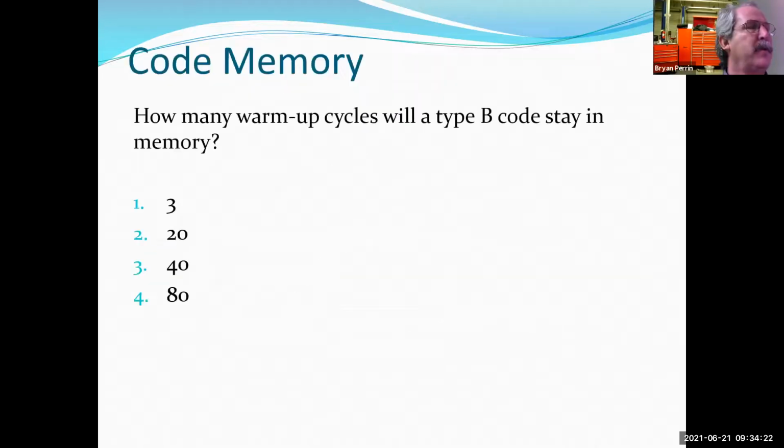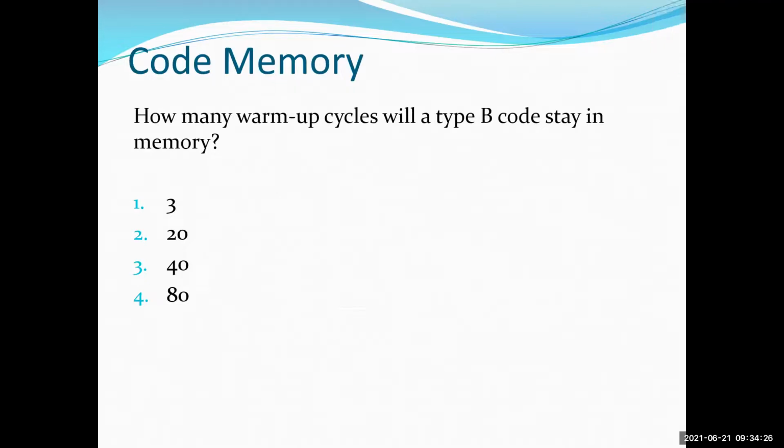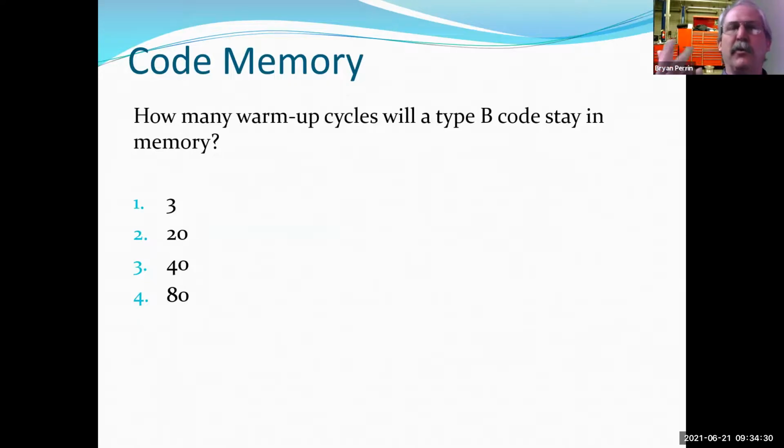How many warm-up cycles will a B code stay in memory? 40. 40, correct. Because A codes, which are our fuel misfire codes, are 80, right? Because that's an A code. A code 1 trip 80, B code 2 trip 40. Kind of a quick way of remembering that.